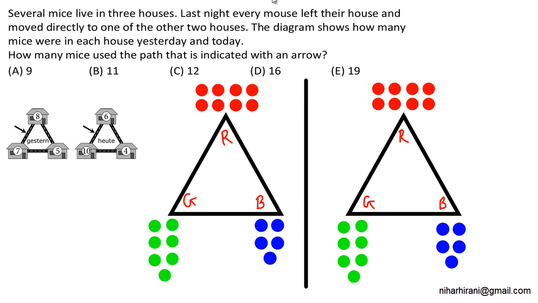This question is really very easy. It says several mice live in 3 houses. Last night every mouse left their house and moved directly to one of the other 2 houses. The diagram shows how many mice were in each house yesterday and today. How many mice used the path that is indicated with the arrow?